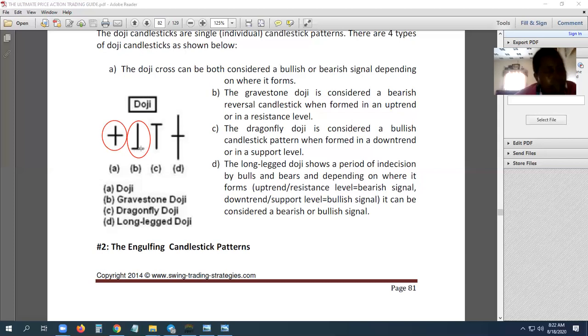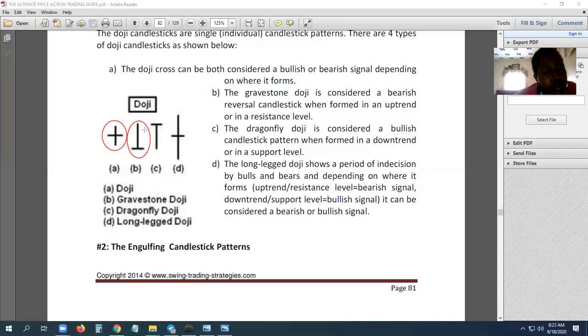Market opened here, tried to go up, created a high, came back to where it opened and closed there. Where it opened and closed is also the low price. We call this a gravestone doji. This one is just a doji. This is a gravestone doji. It looks like a gravestone.